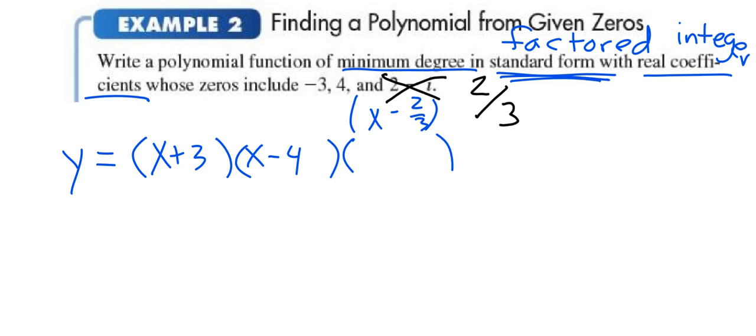So what do I do to that last one to make that have only integer coefficients? Multiply by 3, and several of you were doing that. 3x minus 2. Okay, now put it in standard form. Go. I don't care if you use boxes or no boxes, whatever's comfortable to you.